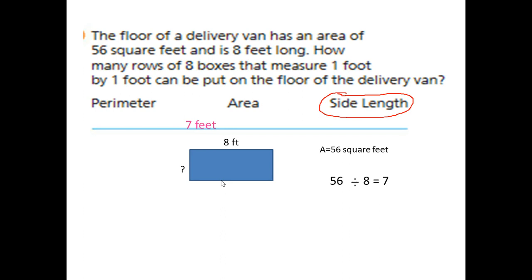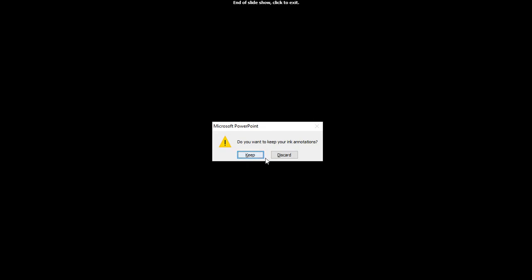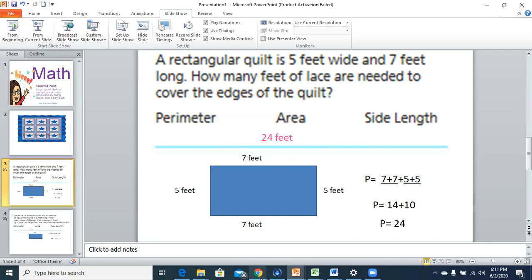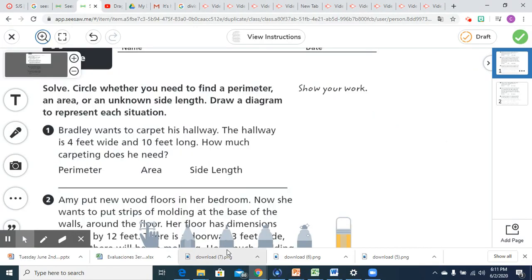So no more to say. You know how to find the keywords. You know how to find the area or the perimeter or the side length of a figure. And you know how to solve a word problem. Okay? So now you're ready to go and work. That means I'm going to be taking you to show you what you're going to do. Okay?